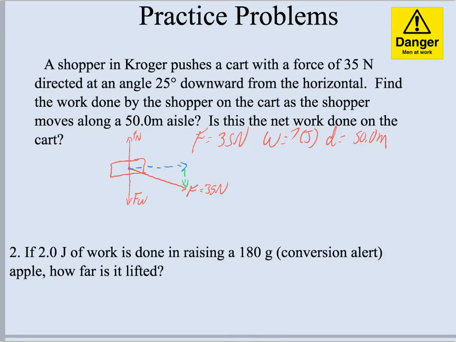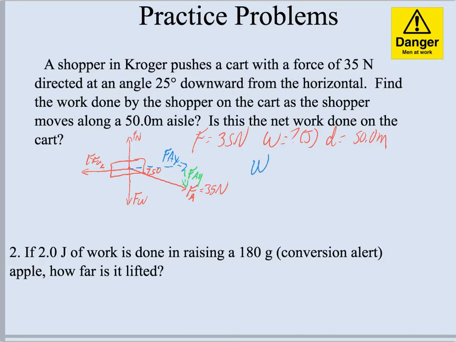This would be our applied force. So this would be FAY, and this would be FAX. And this value is 25 degrees. And then we have friction pointing the opposite direction of the motion, and that would be kinetic friction. And we're supposed to solve for the work being done.